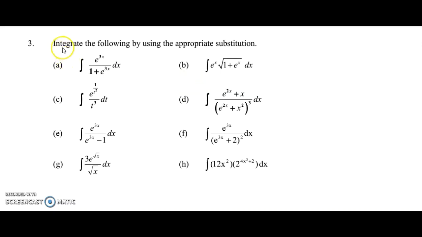Hi everyone, in this video I'm going to show how to integrate exponential functions using the appropriate substitution, meaning that here I have 8 examples. Those examples involve exponential functions, and we are going to integrate them by substitution. Let's consider question A.